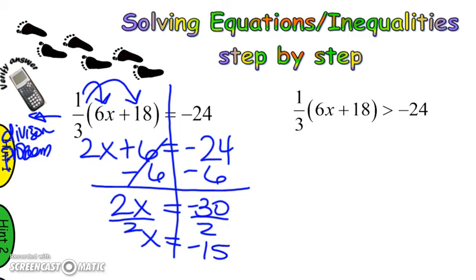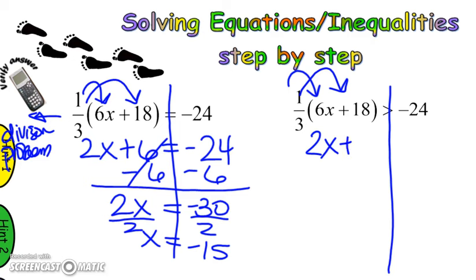So let's do the inequality. It's going to be exactly the same process, except for now you're going to have more than one solution. You distribute the 1/3, so you're dividing by 3. 6x divided by 3 is 2x. And then 1/3 of 18 is plus 6. Your solution has to be greater than negative 24.